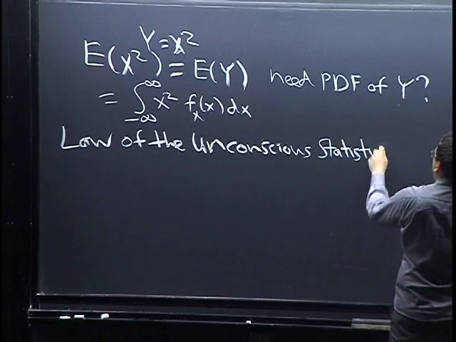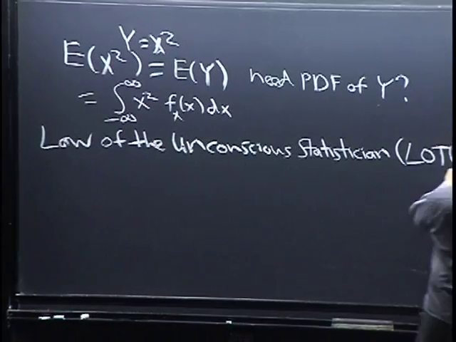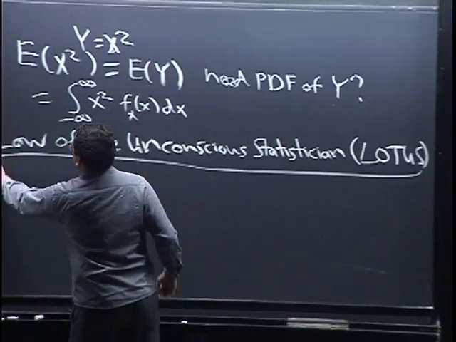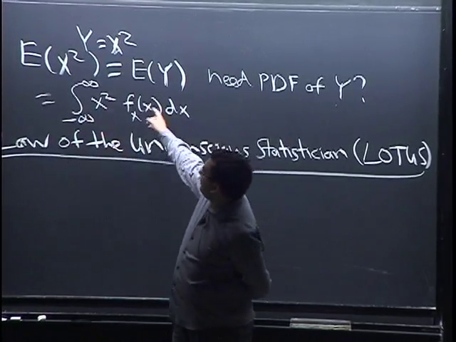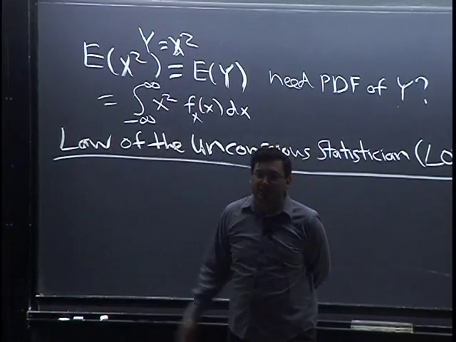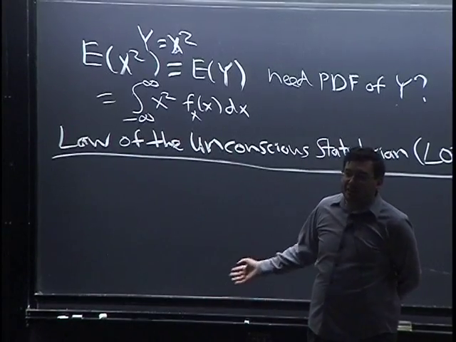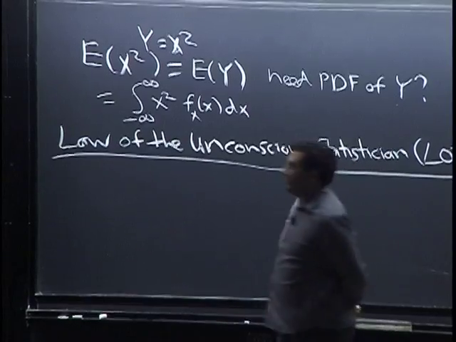Which has a nice acronym that's just LOTUS. It's called that because it seems like something you might do if you were half asleep and you just wanted to find this thing and you just replaced x by x squared, because I want E of X squared. It seems like something you might do if you're not thinking very hard.